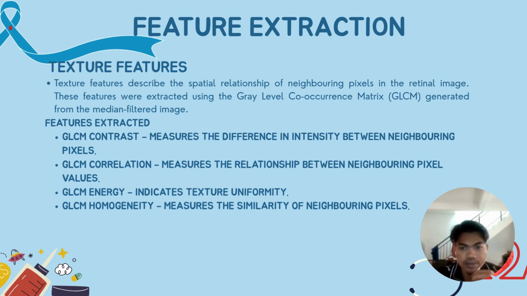And lastly, the texture features. They describe the spatial relationship of neighboring pixels in the retinal image. These features were extracted using the gray level co-occurrence matrix (GLCM) generated from the median filtered images. The features extracted from this domain include four features, that is the GLCM contrast, GLCM correlation, GLCM energy, and GLCM homogeneity.